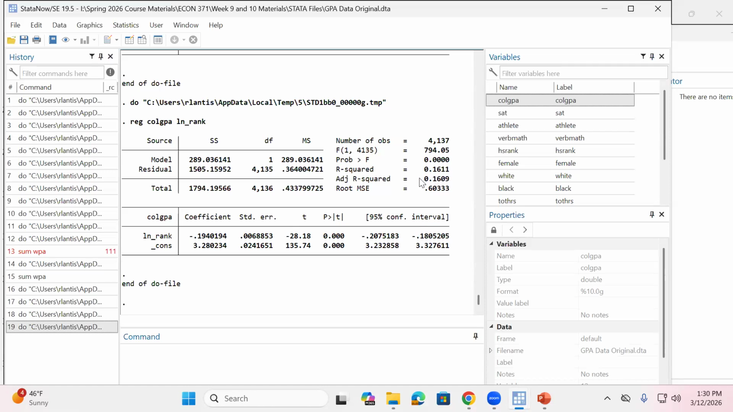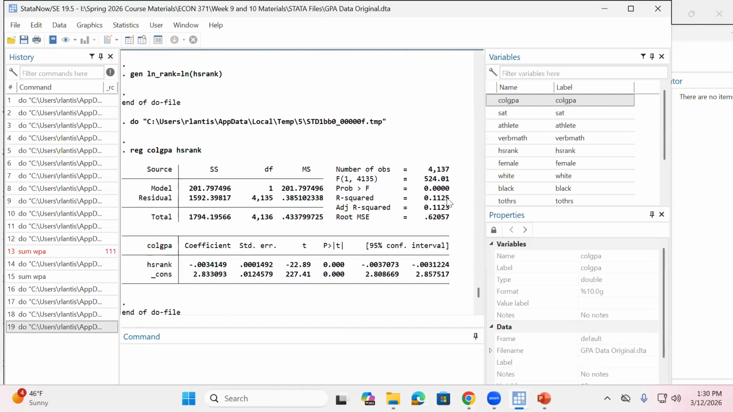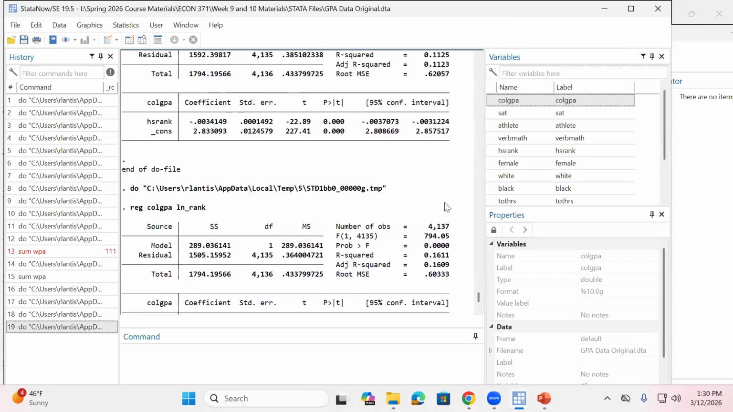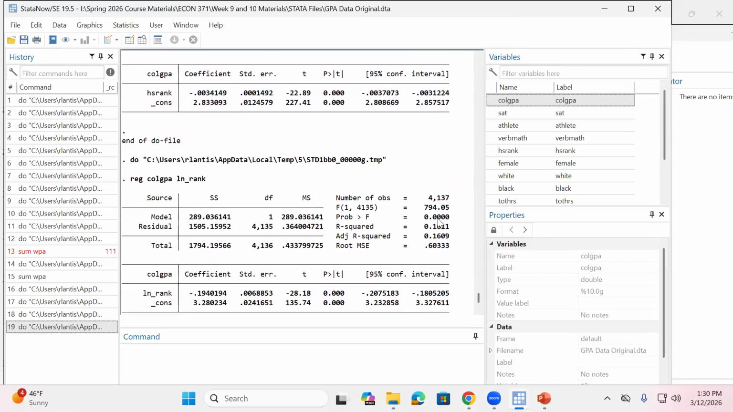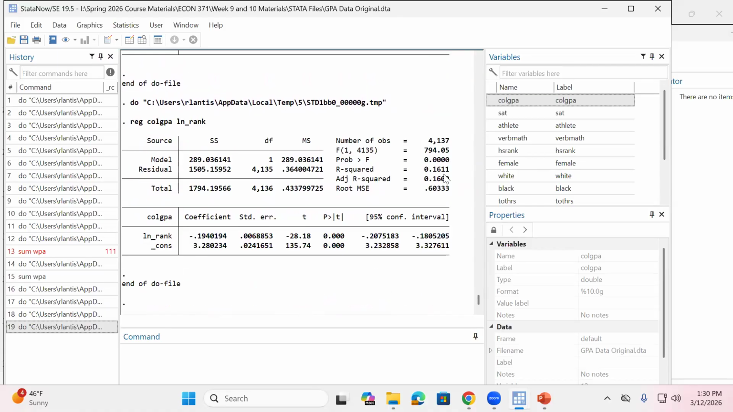Now, is this a better model? What's happened to both my R squared and my adjusted R squared? They're the exact same thing, right? They're both now higher. Okay? So this would suggest the linear log model is better capturing this relationship between these two variables. Okay?